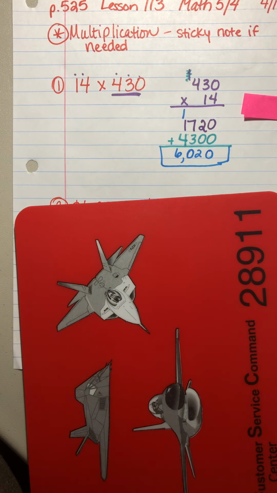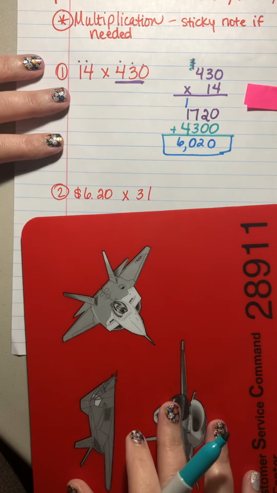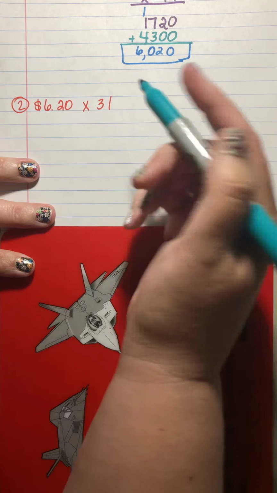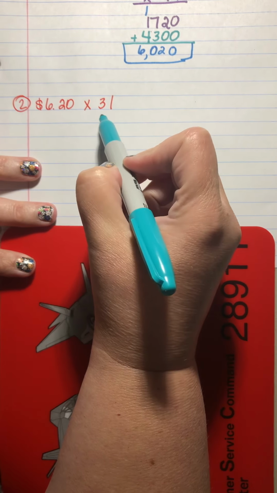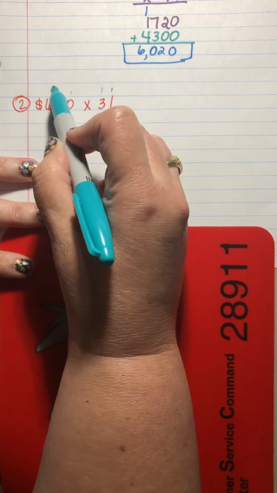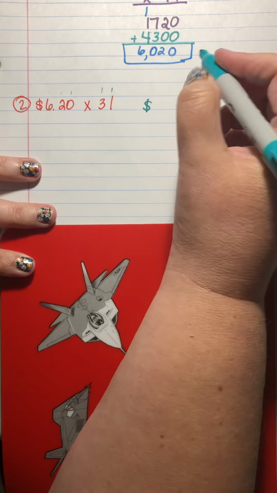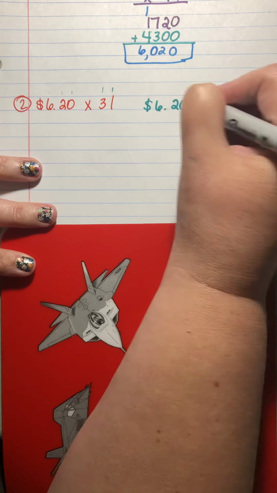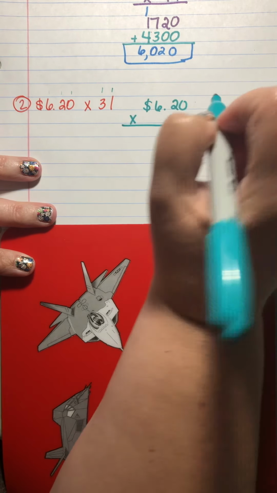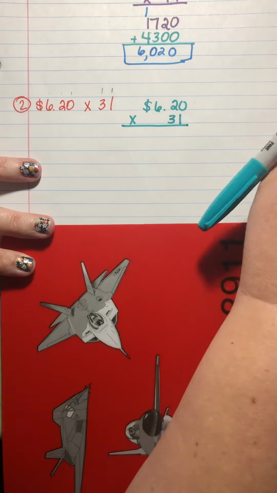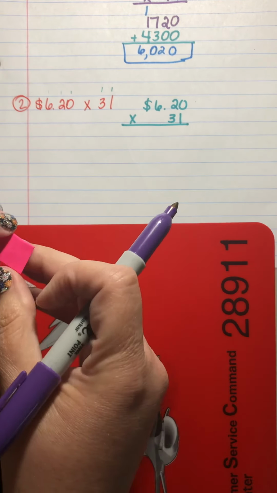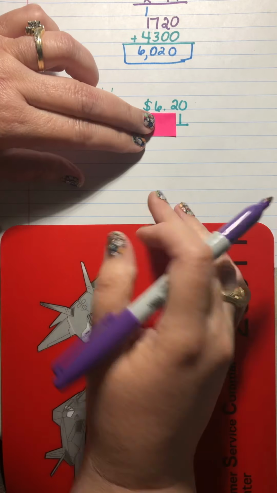So with money, let's come down here. And I've got $6.20 times 31. So again, I have 1, 2, 3 digits here and 1, 2 digits there. I'm going to put my one with my largest digits on top, $6.20, and then I'm going to put my smaller number of digits on bottom. Okay? So I'm starting with my 1. So I'm just going to cover up my 3 and pretend it's not there for a minute.